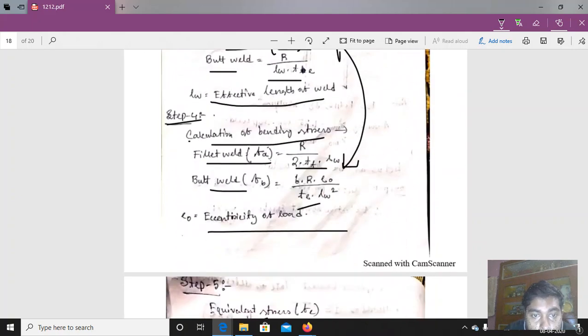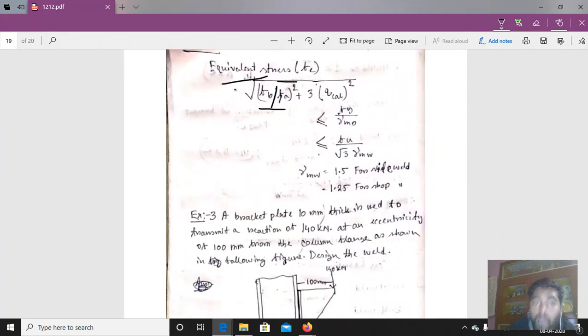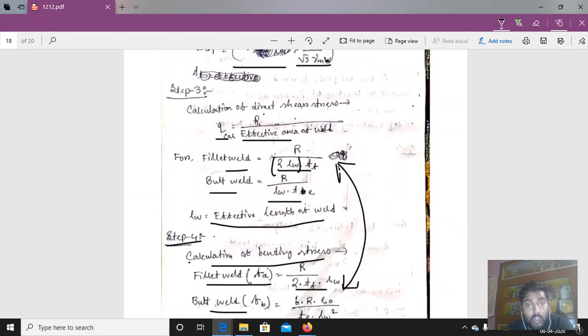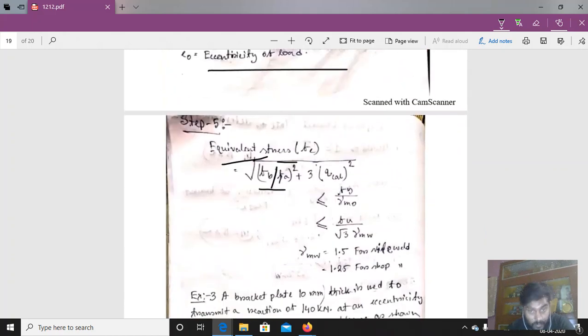For butt weld we have to use FB, and for fillet weld we have to use FA. So either value we can use, and 3 into Q cal. Q cal has been calculated either for fillet weld or for butt weld, so this value can also be determined. It should be less than Fy by gamma m0 and also Fy by root 3 gamma m0. So these two values have to be determined.